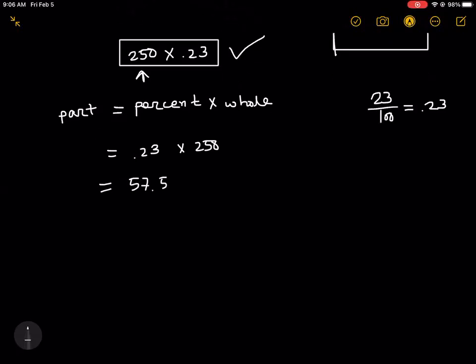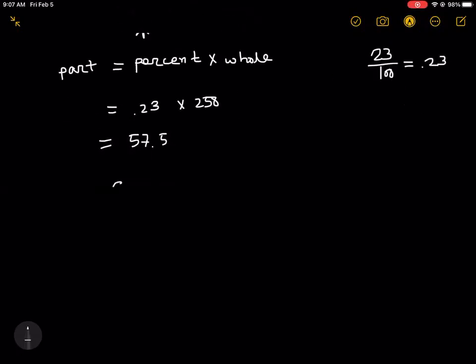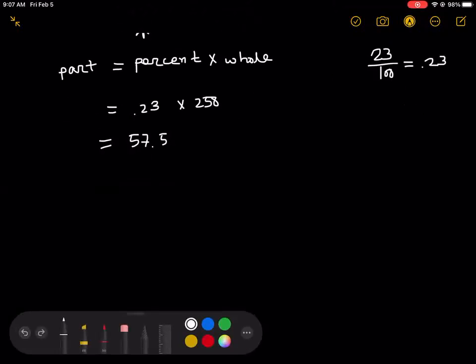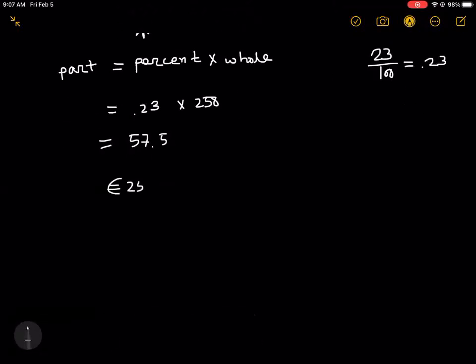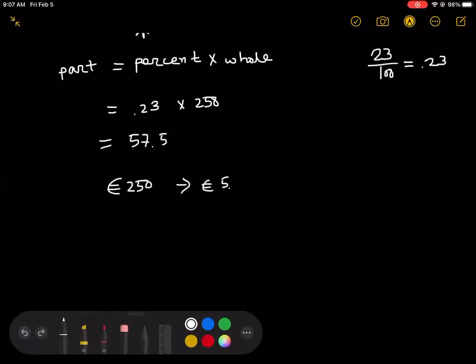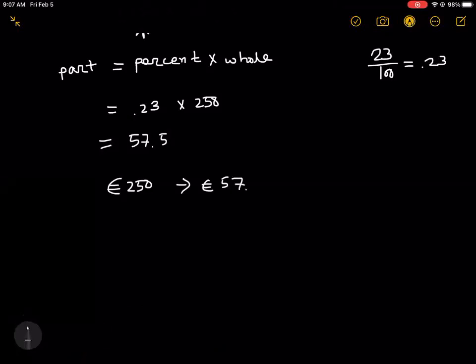Okay, so that means if you buy something worth 250 euros, you need to pay 57.5 euros as tax, or VAT rather in this case. So that's the amount we are looking for.